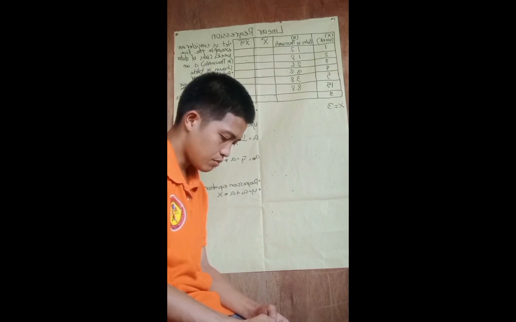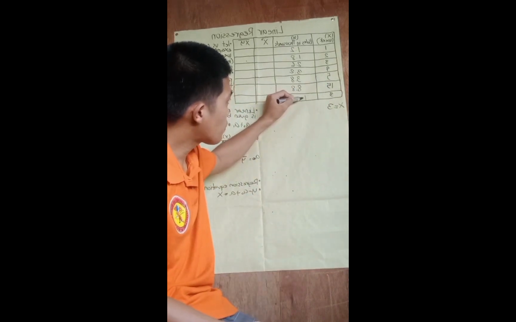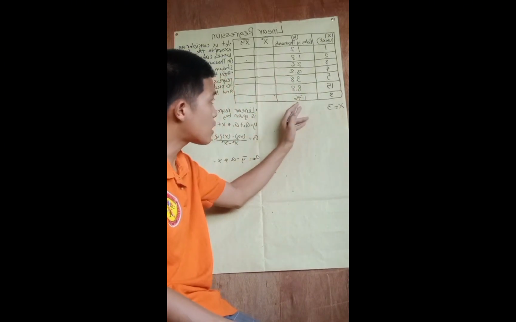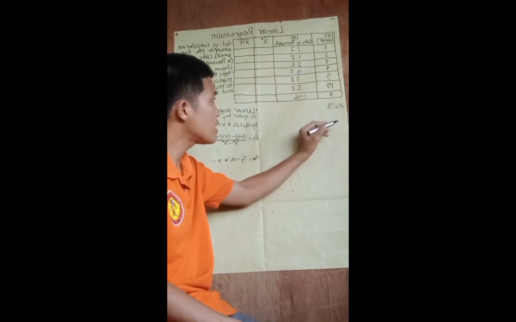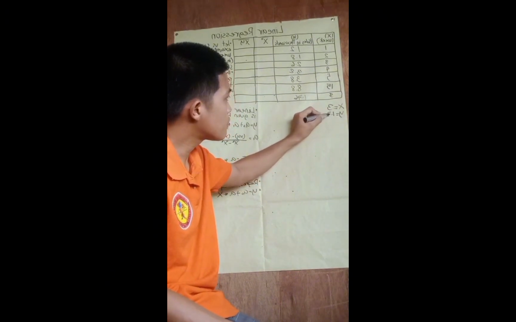8.8 divided by 5 is equal to 1.76. So this is our mean of y, 1.76.